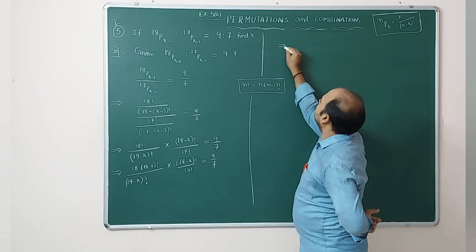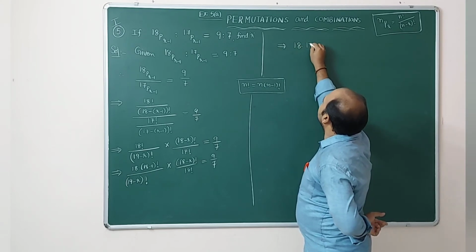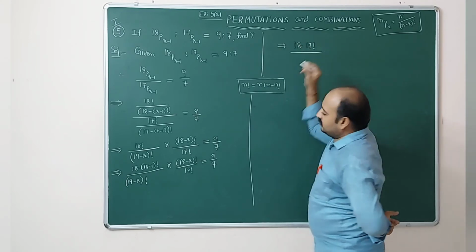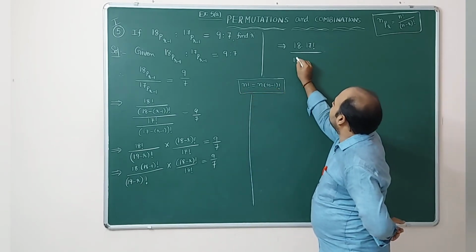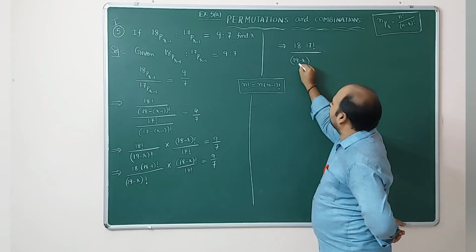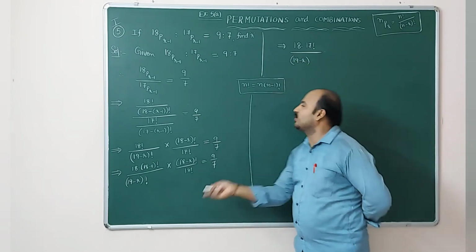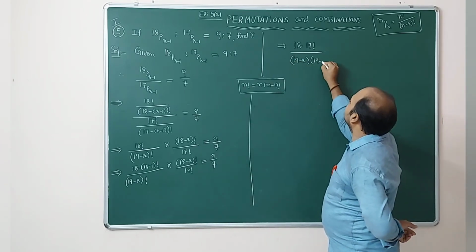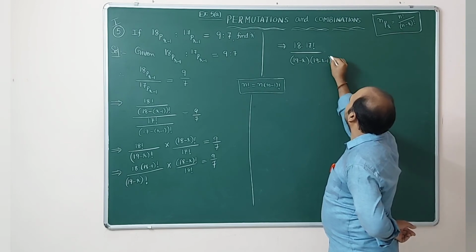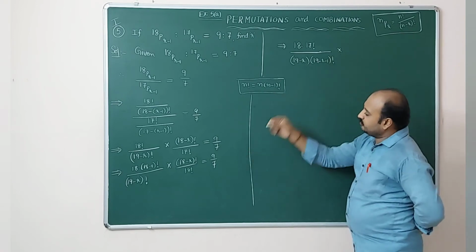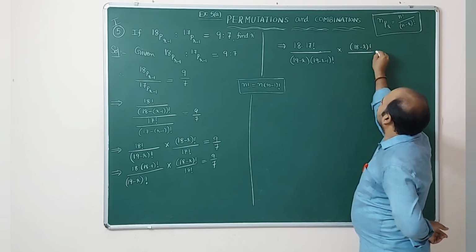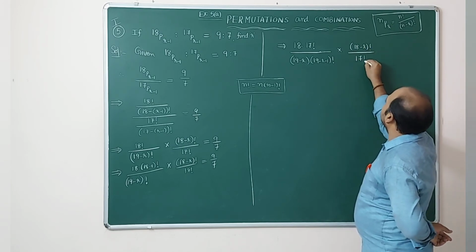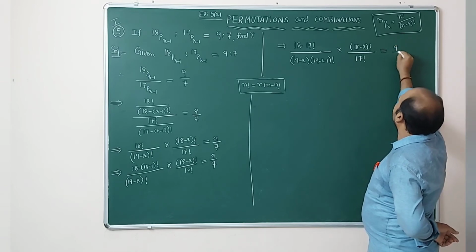18 into 17 factorial by 19 minus r into, here you can write it, 19 minus r minus 1. So 19 minus r minus 1 factorial into 18 minus r factorial, divided by 17 factorial, equal to 9 by 7.